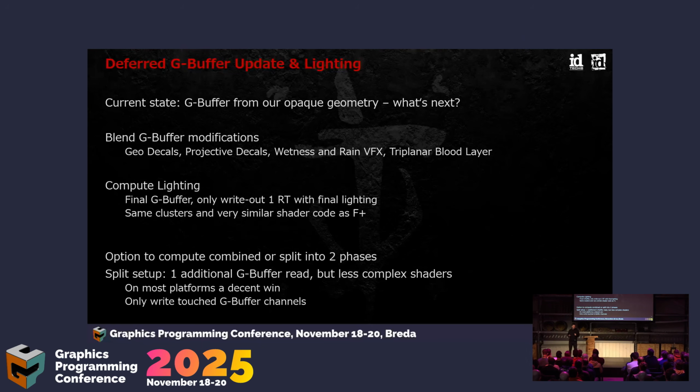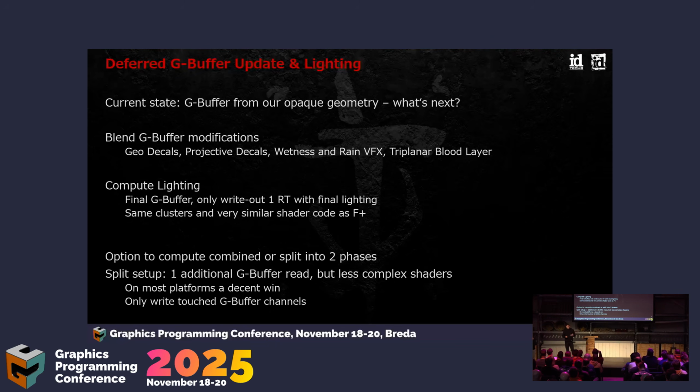So now we have a G-buffer with all the solid objects in it, so now what? We have to modify the G-buffer with additional effects, such as our geometric decals, projective decals, wetness, rain modifications, triplanar blood blending. We have a lot of things that are not really part of the object or of the material, but come dynamically from other systems. And finally, we can compute the lighting, evaluate the shadow maps, etc. And this won't touch the G-buffer anymore and only stores out to a single final lighting target.